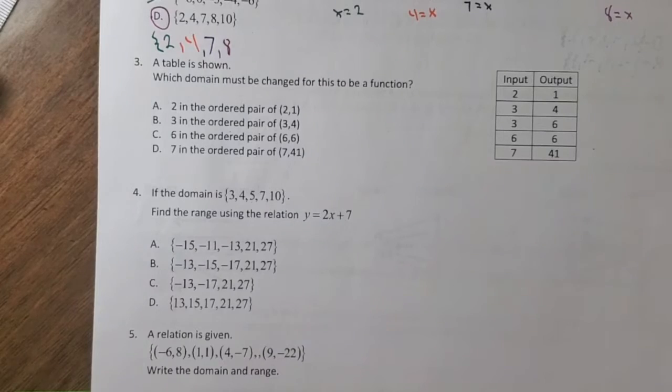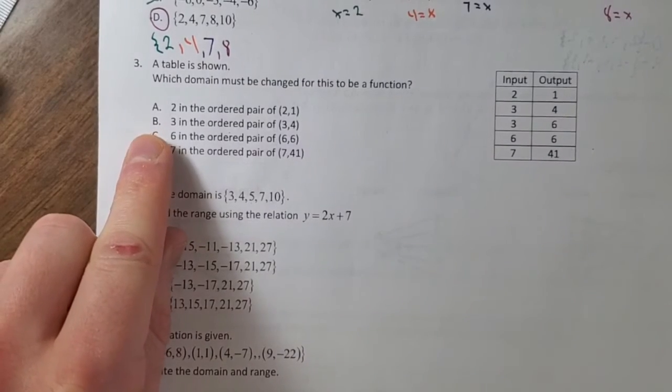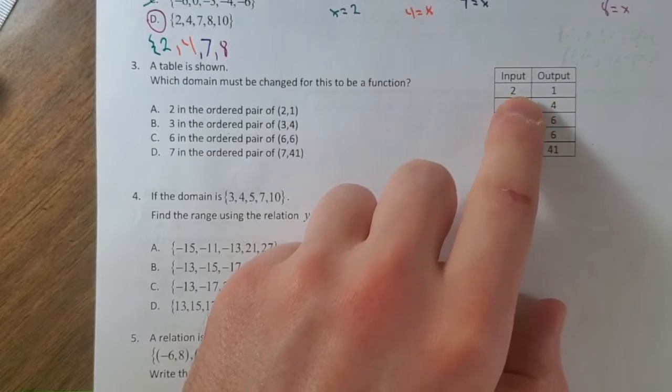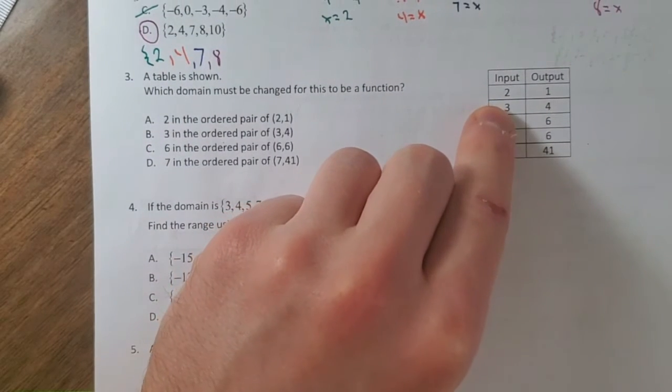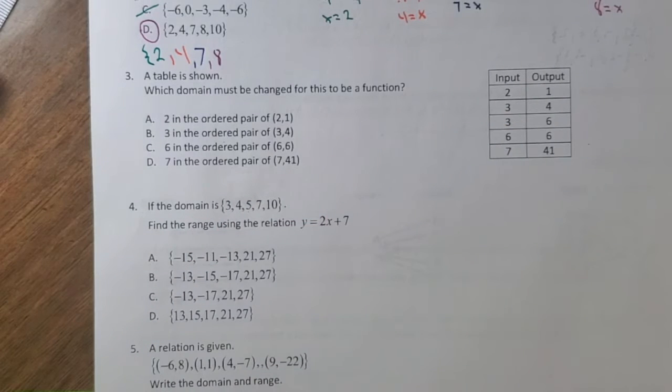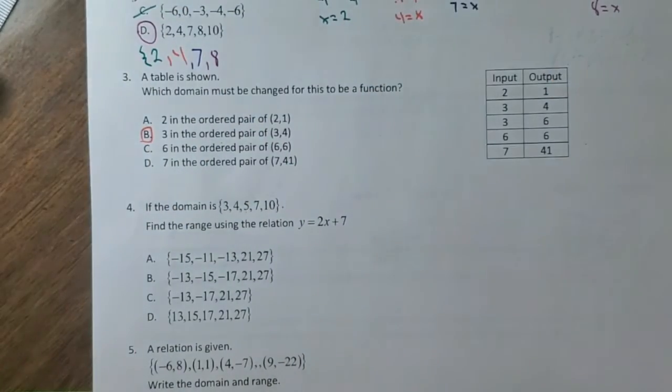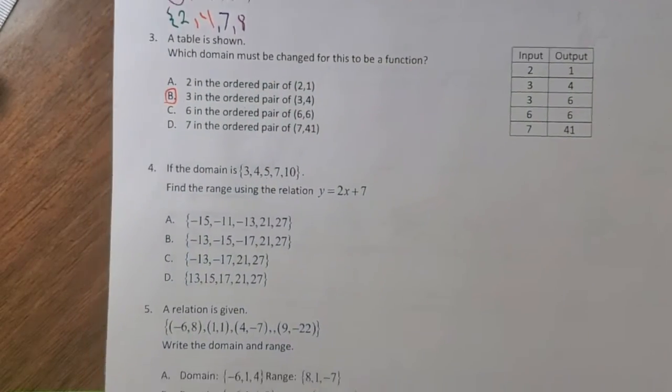So let's see. Letter B says the ordered pair of 3, 4. So if we change this domain value for our ordered pair 3, 4, we'll have a different value instead of 3 there, which could give us a unique input for that output, which is exactly what we want to do in order to make this a function here. So I think letter B is our best choice for number 3.